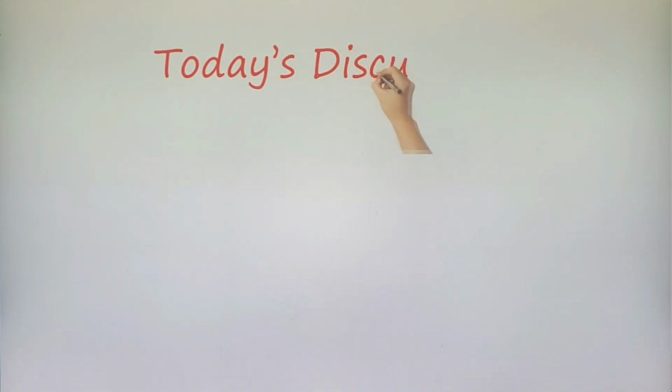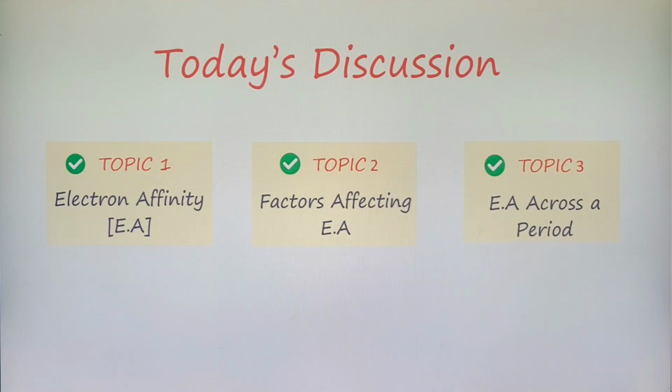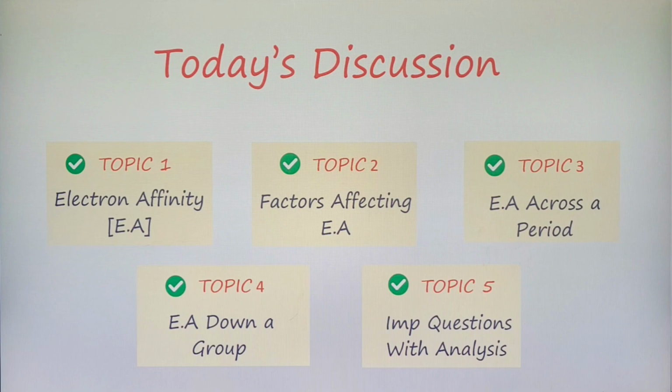So now let's begin with today's discussion. What all are we going to discuss in today's class? First will be electron affinity. As I told you, we'll be discussing the definition of electron affinity. In topic 2, we'll be dealing with the factors on which electron affinity depends. Topic 3 and topic 4, we'll be discussing how electron affinity differs across a period and how it differs down a group. And last but not the least, we are going to discuss the important questions with analysis.